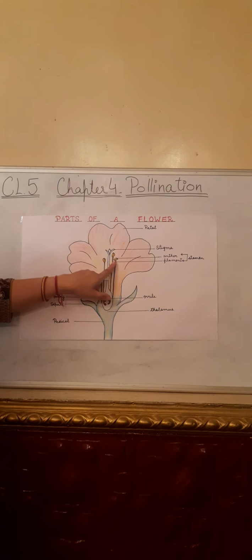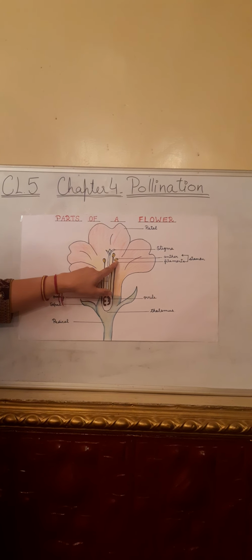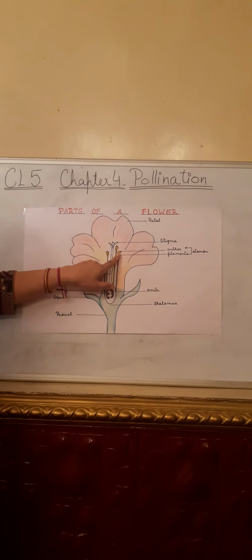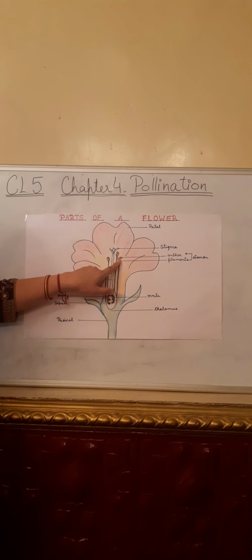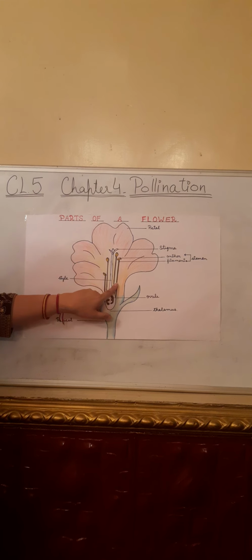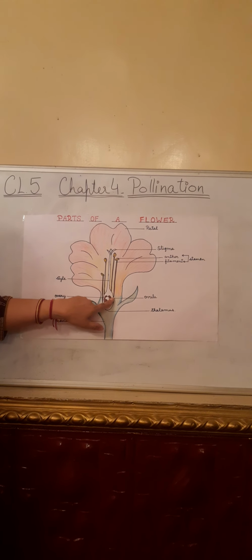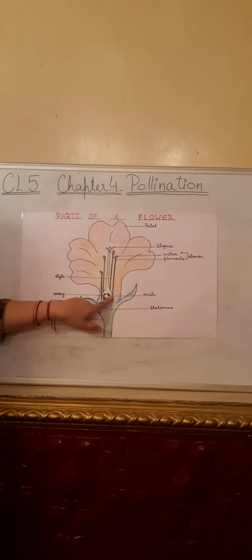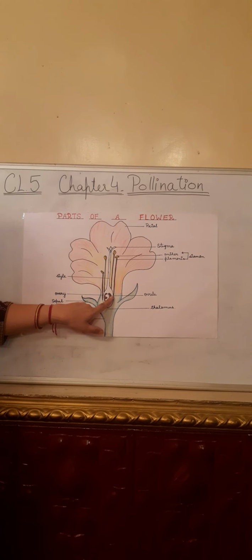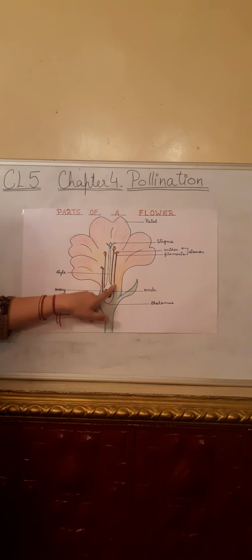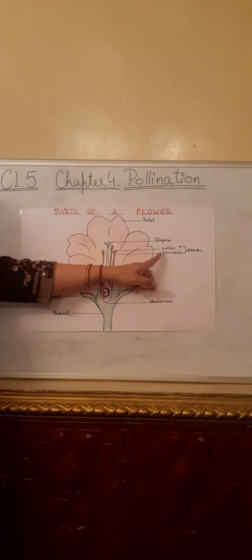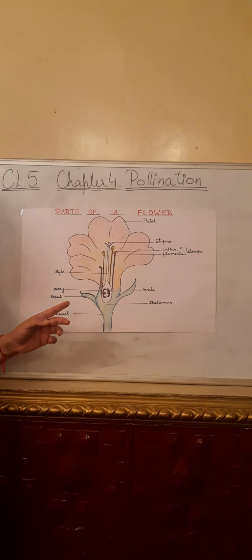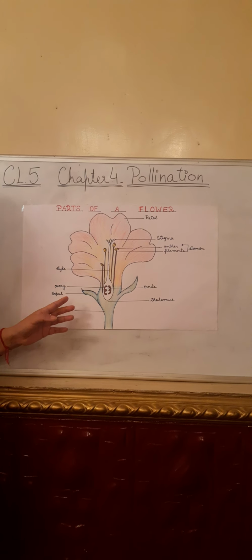Now over here you can see this yellow part. This is known as anther. It has dust-like particles called pollen grains. And this long stalk-like structure you can see, this is known as filament. This helps the anther to attach with the flower. So children, these two things together, anther and filament, make the stamen, and it is the male reproductive part of a flower.